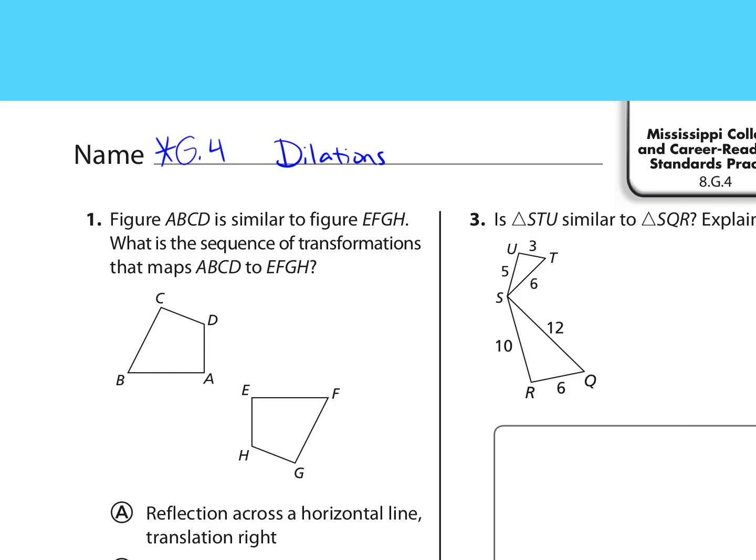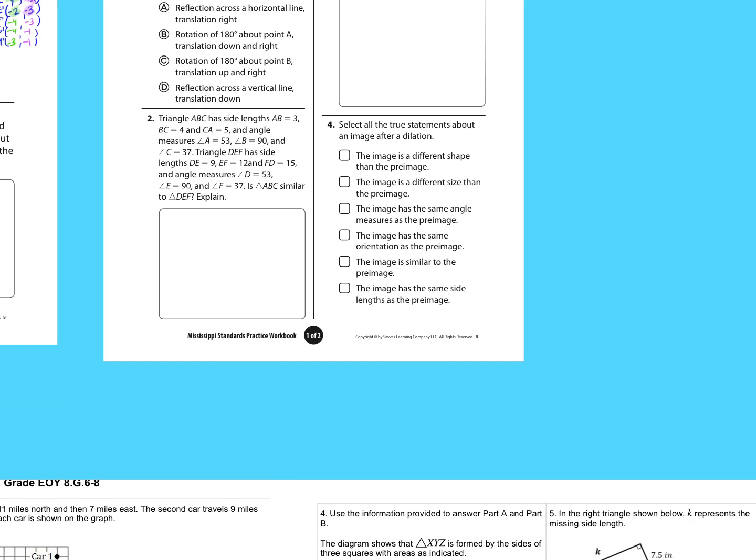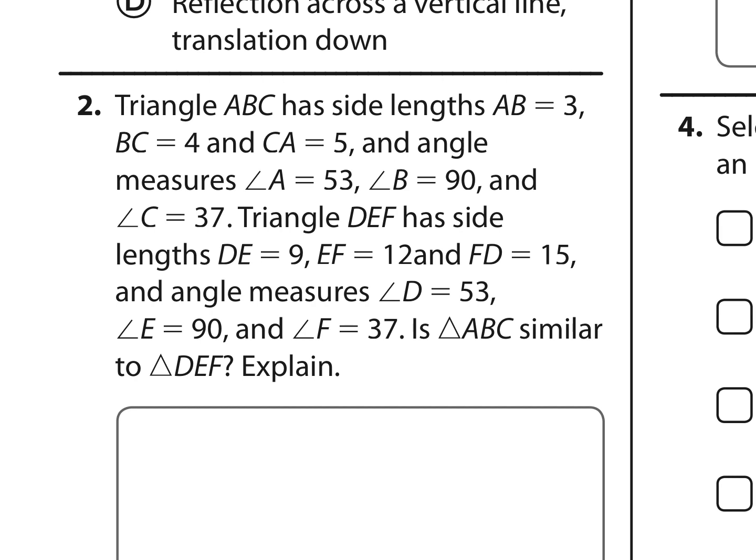Standard G4 is focused on dilations. We're going to look at this number 2. It tells us about triangle ABC and its side lengths and angles, and triangle DEF and its side lengths and angles, and asks if they're similar. Similar figures have the same angle measures or shape, but the sides will change their measures. So if we look at triangle ABC, we have angle A is 53 degrees, where in triangle DEF, angle D is 53 degrees.